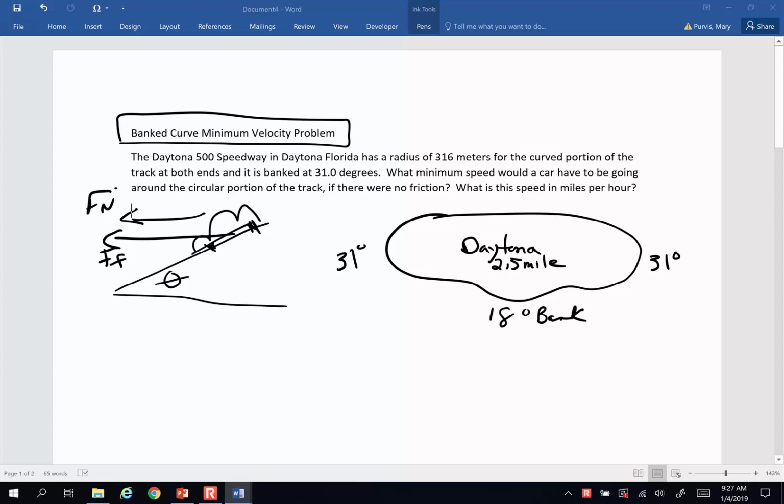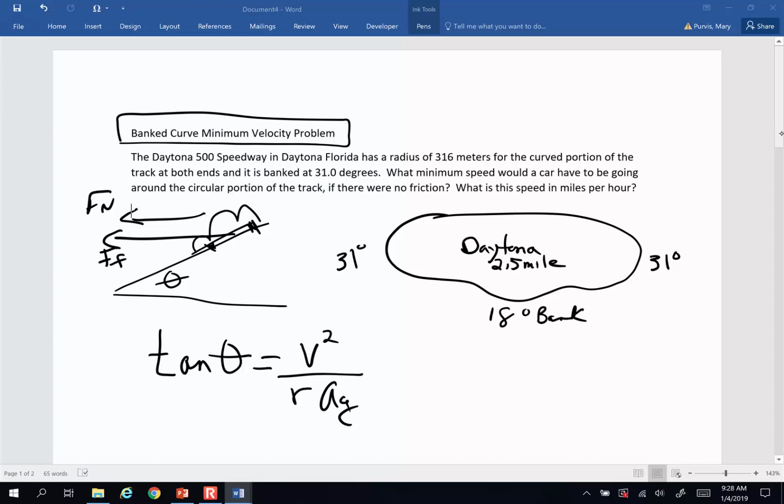Now, we don't have to go back to bare bones and sum those forces because there's a handy little equation for minimum velocity on a banked curve. The tangent of the angle of the curve is equal to the minimum velocity to go without any friction, squared, divided by the radius of the curve times the acceleration of gravity.